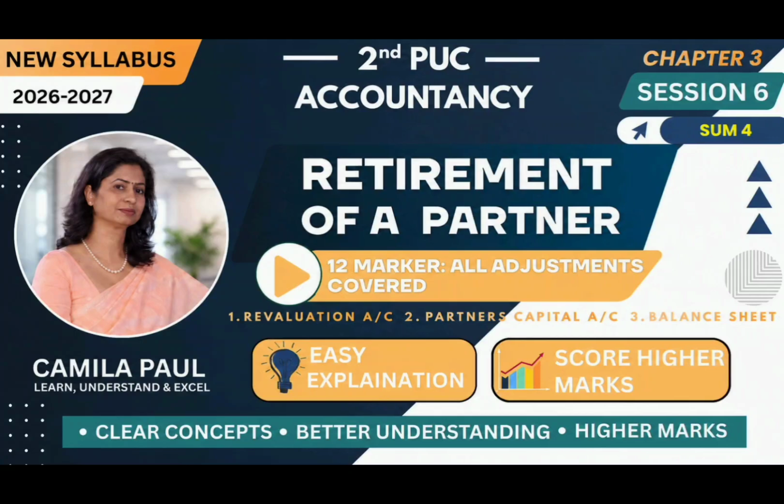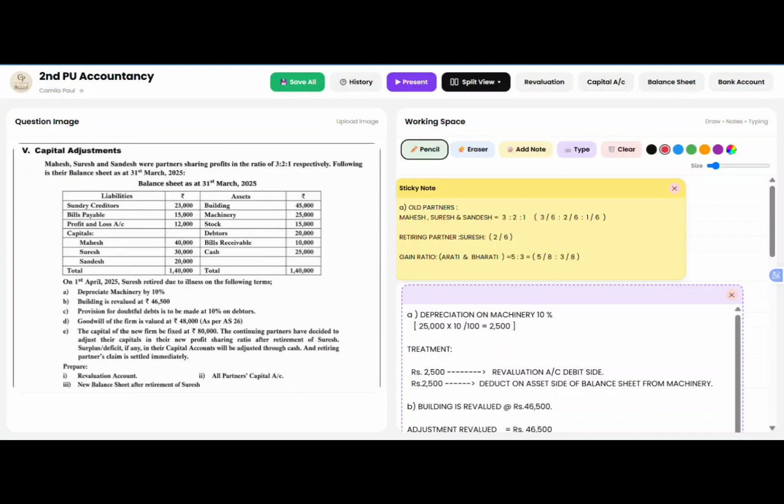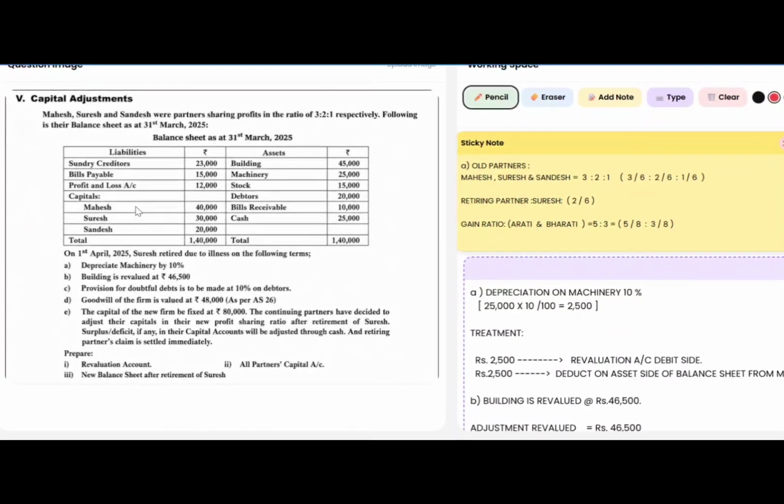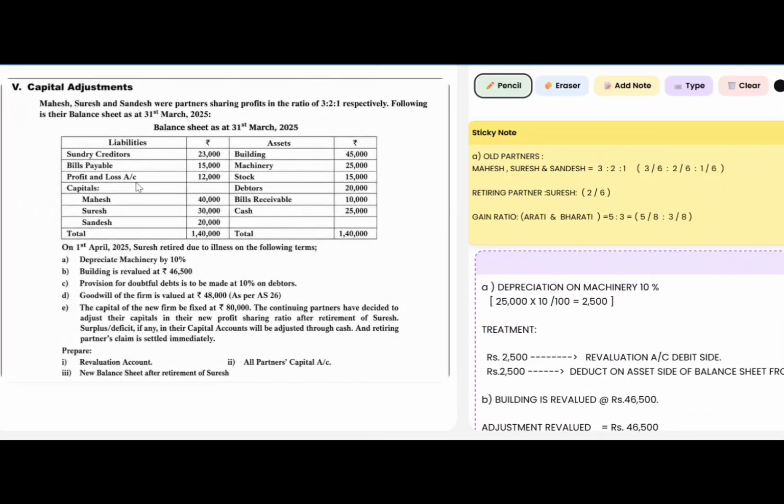Today we are going to see yet another sum under retirement of a partner where the capital accounts of the partners are to be adjusted in cash. So let's see a question. This is the question given here for the capital adjustment under retirement of a partner.